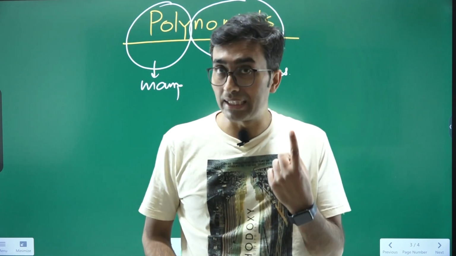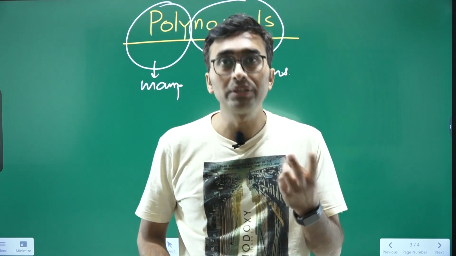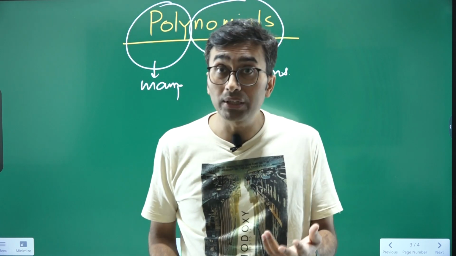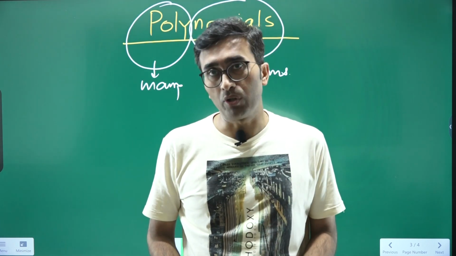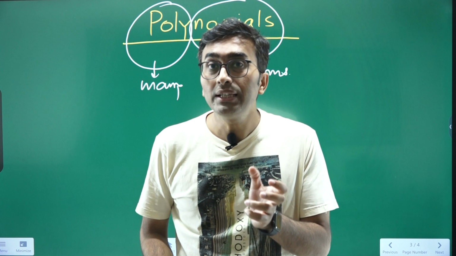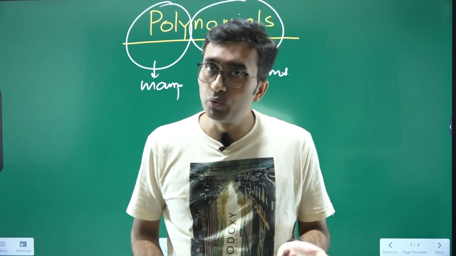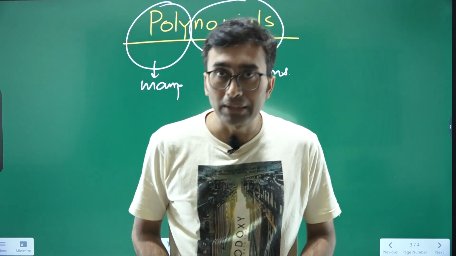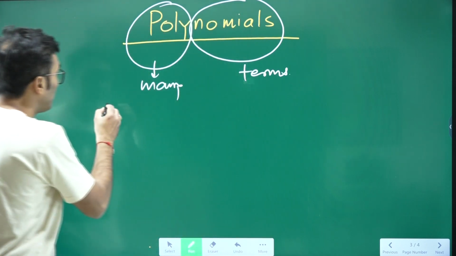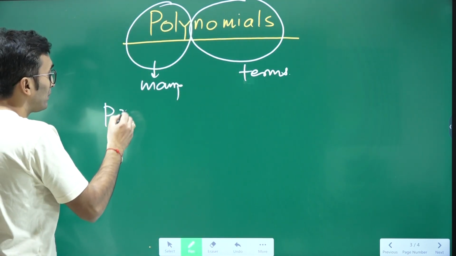So it can be a single term also, it can be two terms, it can be three terms, it can be four terms, or it can be n number of terms. So an expression containing one term, two terms, that is a polynomial. So now let's take an example. This is a polynomial p(x).